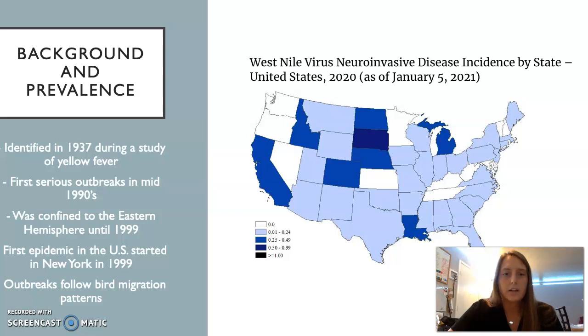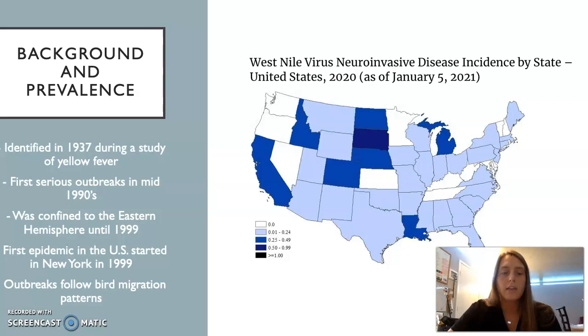It was identified in 1937 during a study of yellow fever. The person they thought was infected with yellow fever came back with a different type of viral infection, and after analyzing it, they realized it was a new virus. There weren't any serious outbreaks until the mid 1990s, and the first one was in Romania. It was pretty much confined to the Eastern Hemisphere until 1999, when it came to the United States from Europe, to New York.